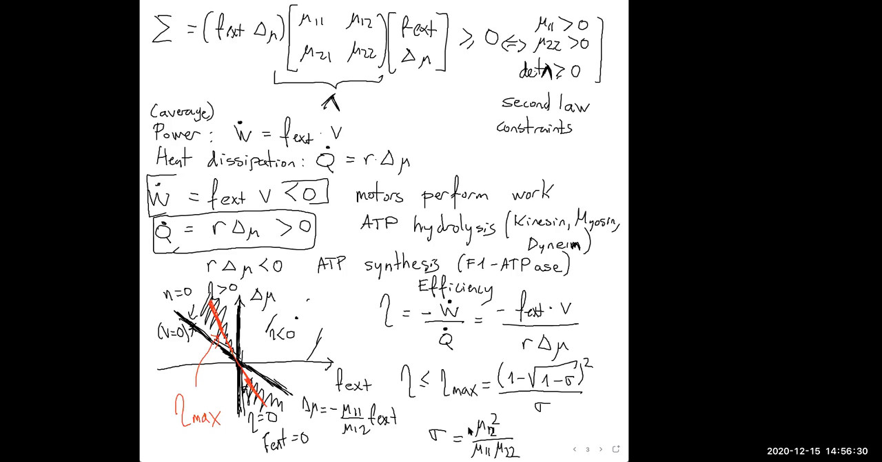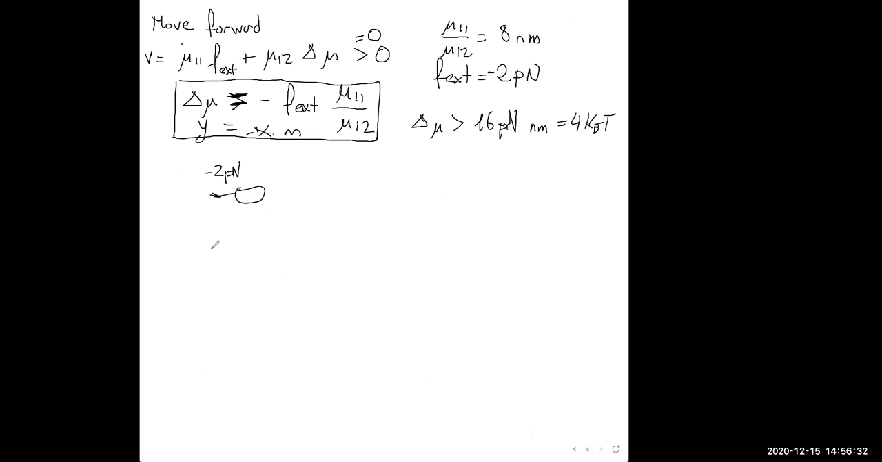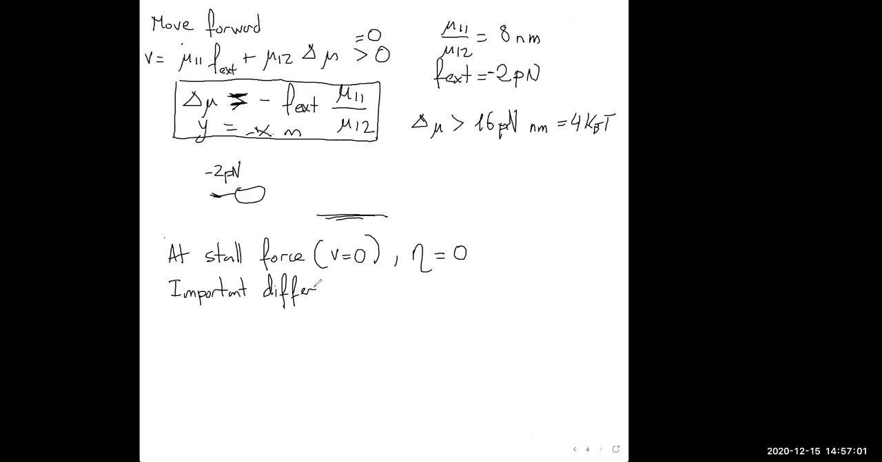Okay, so just to wrap up this part, let me just have a short discussion. It is the following: at the stall force, remember what was stall force? Stall force is when the motor doesn't move, V equals 0. The efficiency vanishes, okay? Efficiency equals 0. And this is an important difference with heat engines. For example, the Carnot engine.